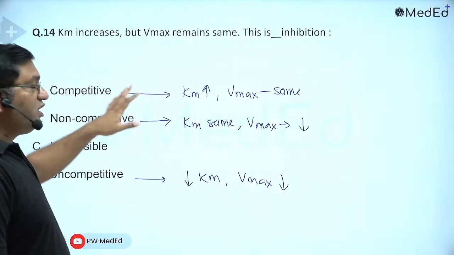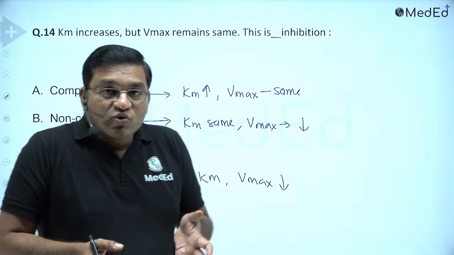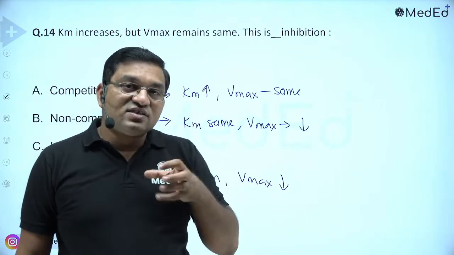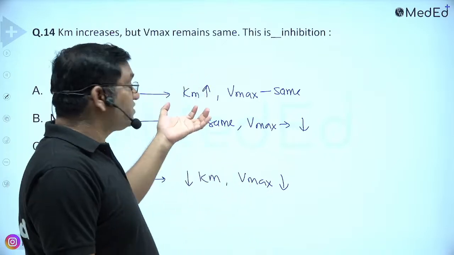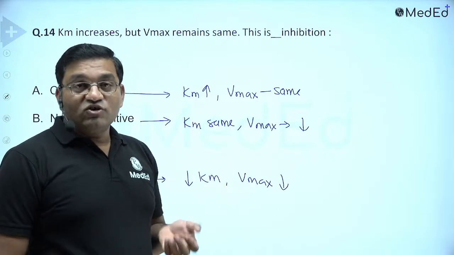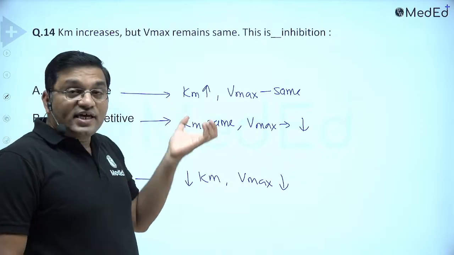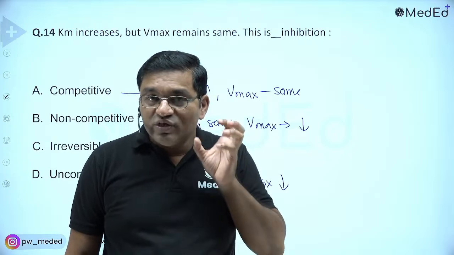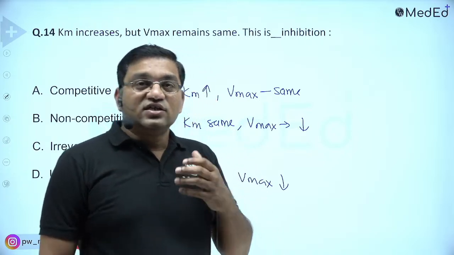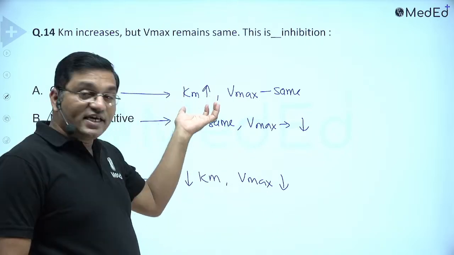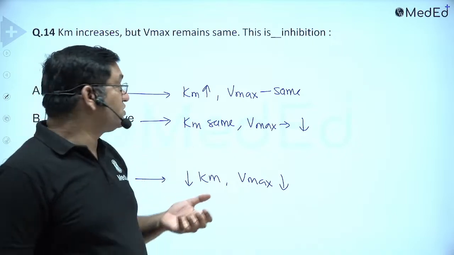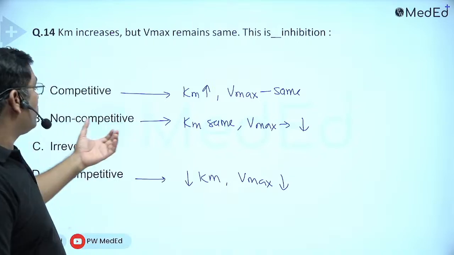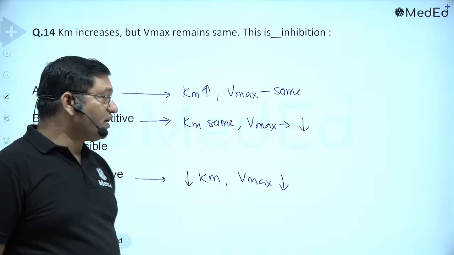In competitive inhibition, there is competition. If you go on increasing the substrate concentration, that will replace the inhibitor. So that will increase the velocity of the reaction. So Km increases. What is Km? It is nothing but the substrate concentration. If you increase the substrate concentration, the velocity will increase. So Km means substrate concentration. So in competitive inhibition, the Km increases, while in non-competitive inhibition, Km remains same, Vmax decreases.